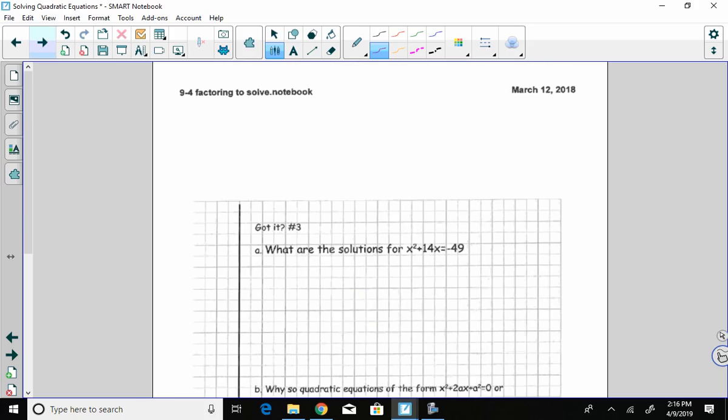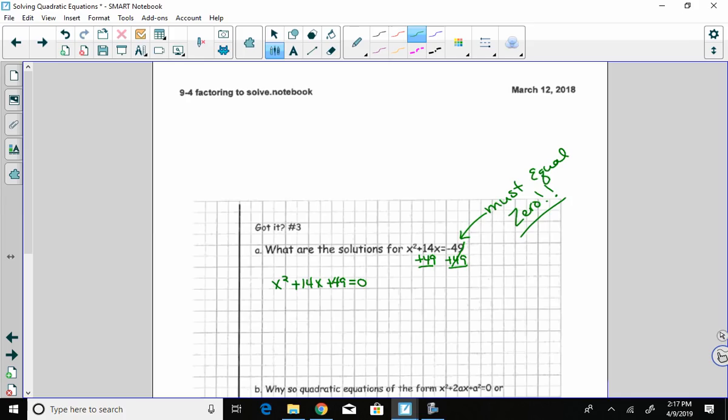Next page. What are the solutions for x squared plus 14x equals negative 49? If you paid attention to what I said earlier, you know that the only way we can solve these is if it equals 0. We cannot solve it if it doesn't. So that means I need to add 49 to the other side. That zeroes that out. Sure enough, x squared plus 14x plus 49 equals 0. You're like, oh, piece of cake.